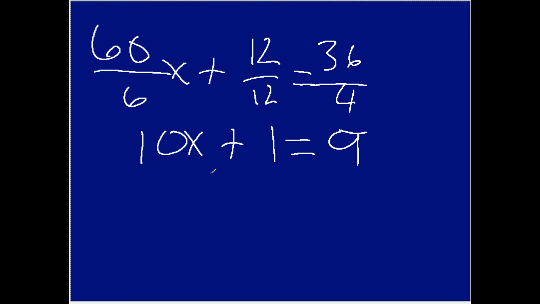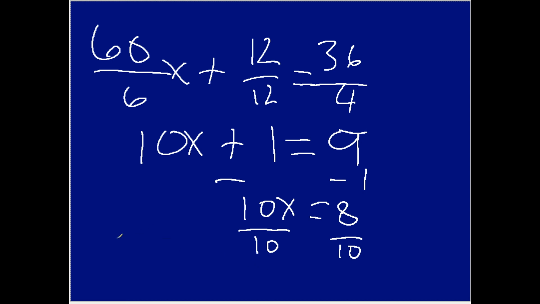Now all you do is the basic steps that are expected when solving an equation. The next step is, of course, to subtract 1 from both sides. And so I get 10x equals 8. And then, of course, I divide both sides by 10. The final answer is x equals 4 over 5, because I'm going to reduce the 8 over 10. So this is our final answer.